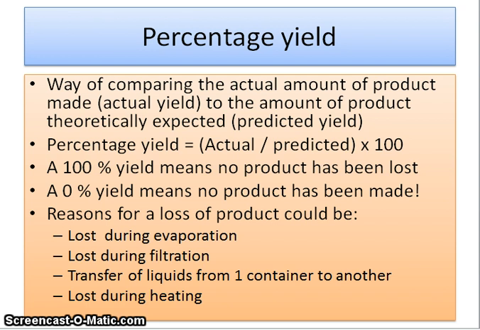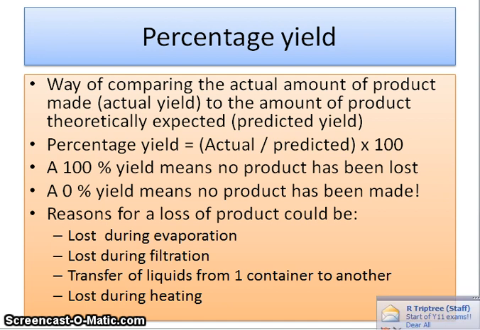and then actually doing the experiment for real and seeing what the actual yield is at the end. So in order to work out the percentage yield, it's actual divided by predicted times 100, because it's a percentage. So for example, in the reaction between sodium and chlorine, the actual yield of sodium chloride was 8 grams, but the predicted yield was 10.